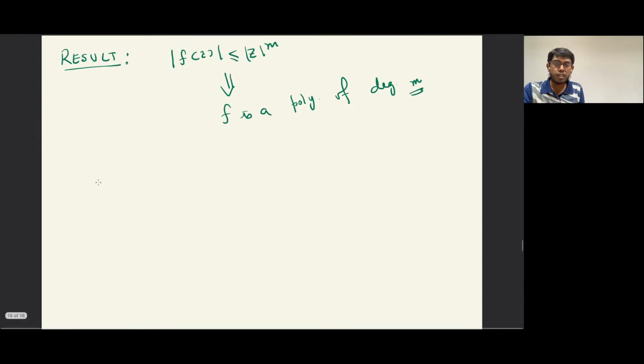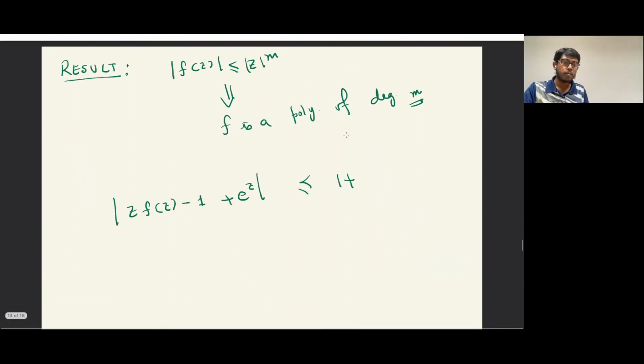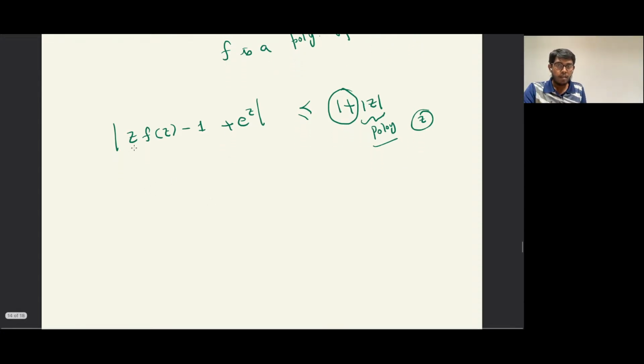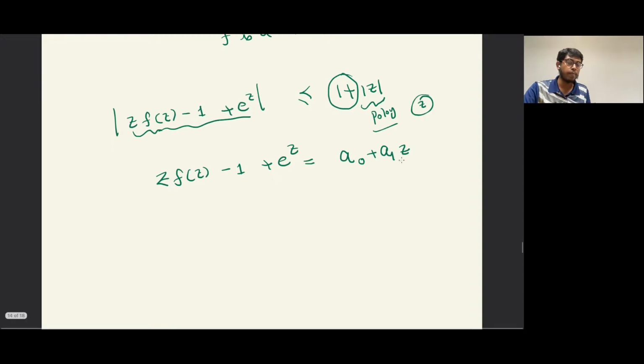So what was the thing? It was |z f(z) minus 1 plus e to the z| is less than 1 plus mod z. This 1 is of course fine, it's just a constant. So it is bounded by mod z, a polynomial, a degree 1 polynomial. And f is an entire function, therefore this whole thing is an entire function. So z times f(z) minus 1 plus e to the z is basically a0 plus a1 z. It's a polynomial of degree 1. Okay, so we have this.